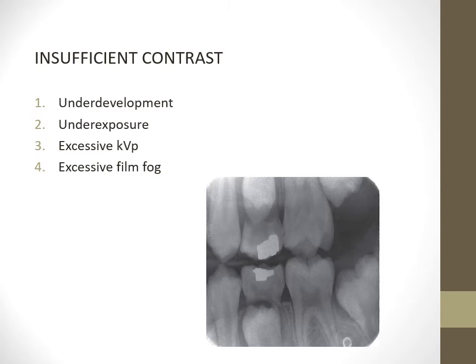This happens due to underdevelopment, where the film is not developed properly. Underexposure, that is, it is exposed for much less time. Excessive kilovolt potential, the KVP, which due to some voltage fluctuation would have gone up. And excessive film fog, which I'll tell you about in the coming slides. All these cause insufficient contrast. This is the radiograph with insufficient contrast.